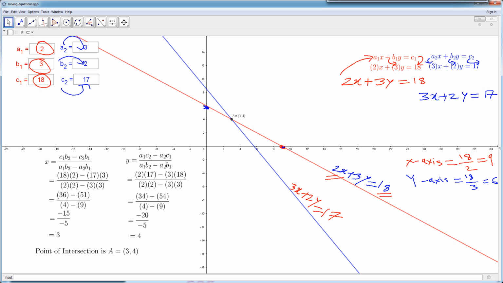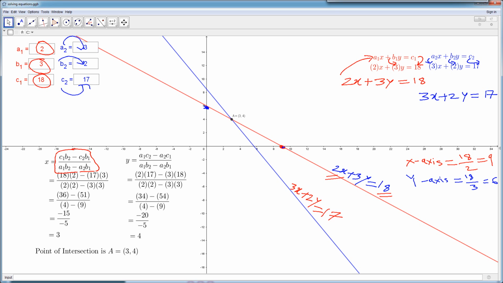So plotting these two lines is not a problem. The problem is to obtain the point of intersection of these two lines. So how to obtain the intersection point of these two lines? Let us see the formula. The x coordinate is given by c1b2 minus c2b1 upon a1b2 minus a2b1.